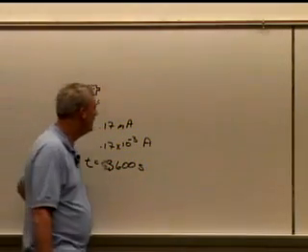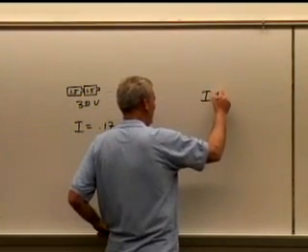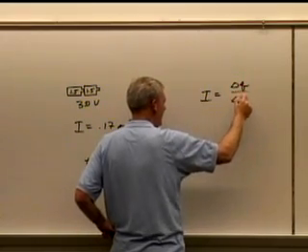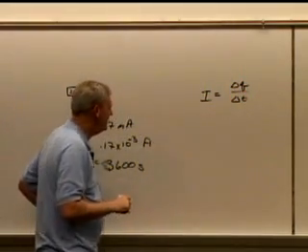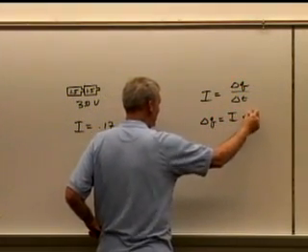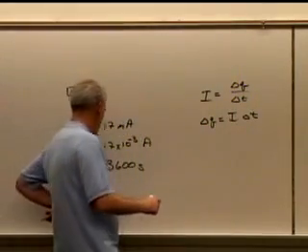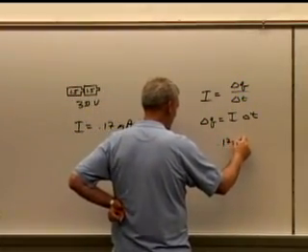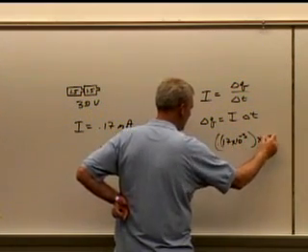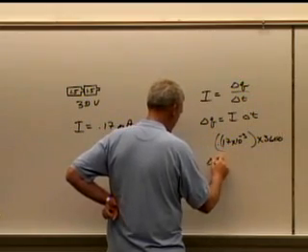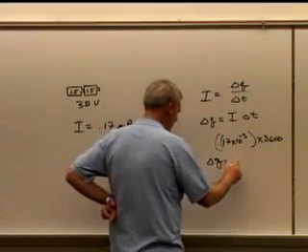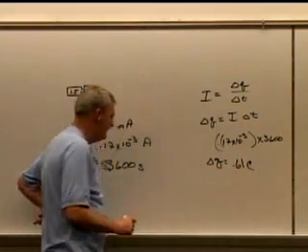Well, let's see. We've got I equals Q over T, the change in the charge from 0 to whatever, divided by delta T. So we get Q equals I times delta T. And so we get 0.17 times 10 to the negative 3 times 3,600. And the amount of charge then is equal to 0.61 coulombs. Okay.